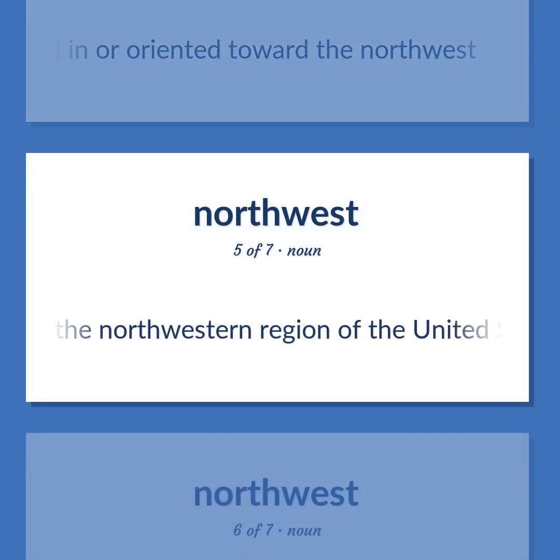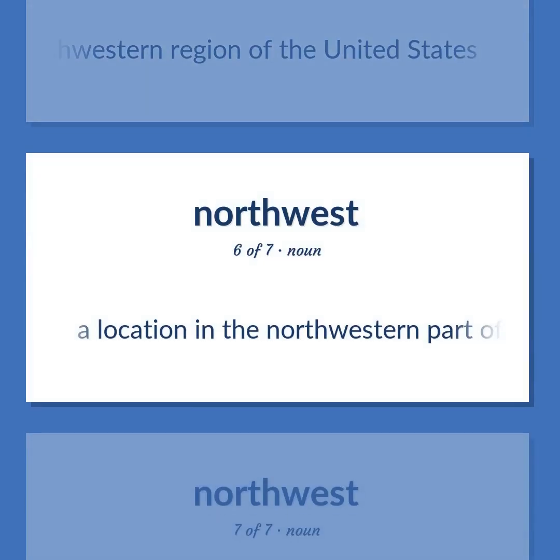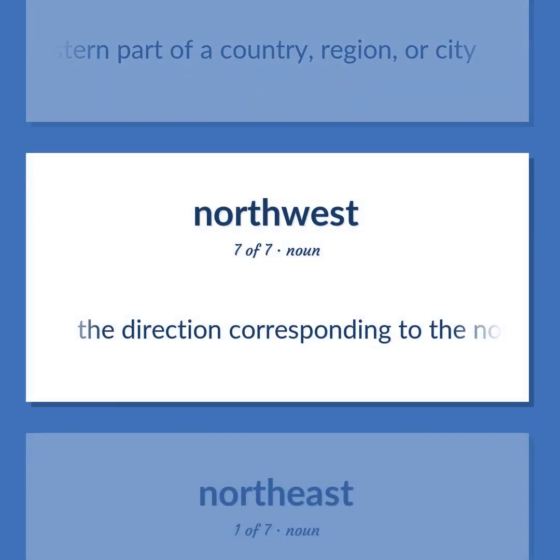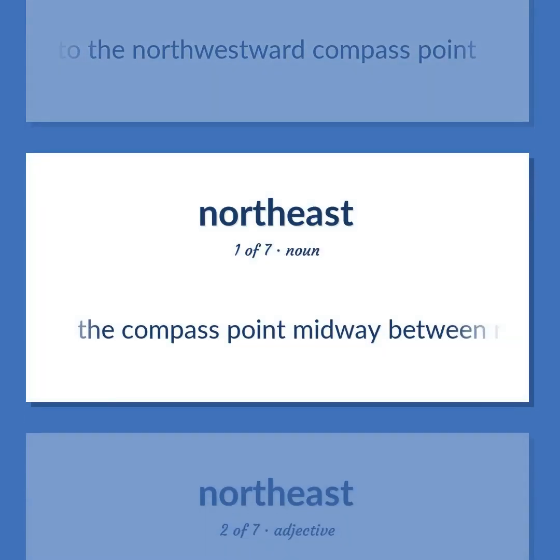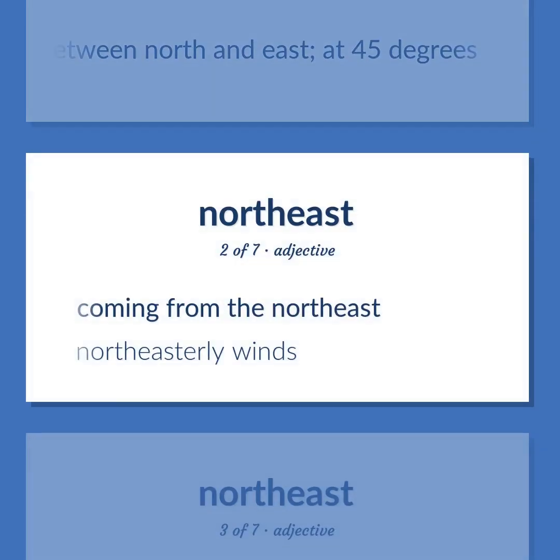The northwestern region of the United States. A location in the northwestern part of a country, region, or city. The direction corresponding to the northwestward compass point. The compass point midway between north and east, at 45 degrees. Coming from the northeast. Northeasterly winds.